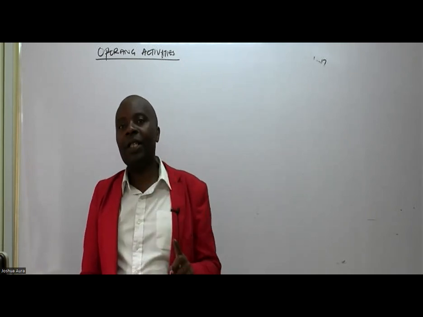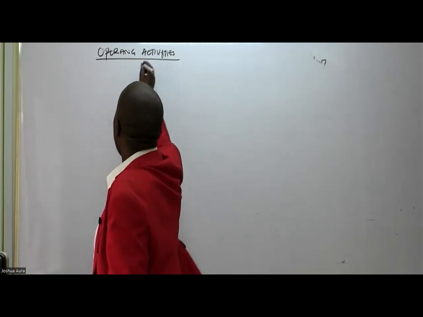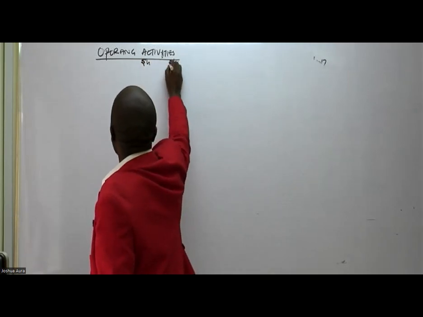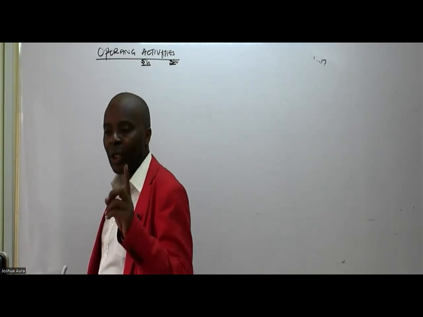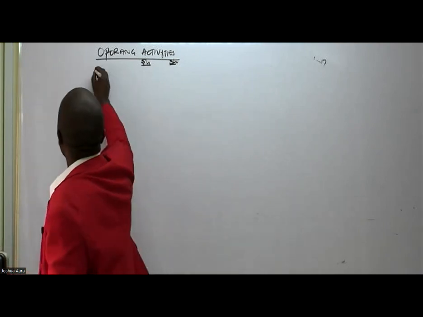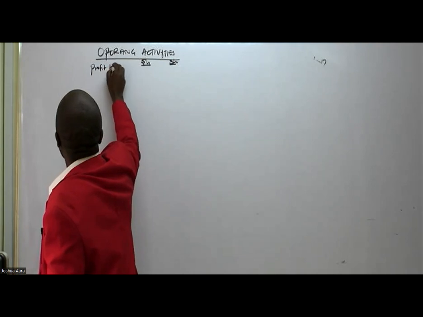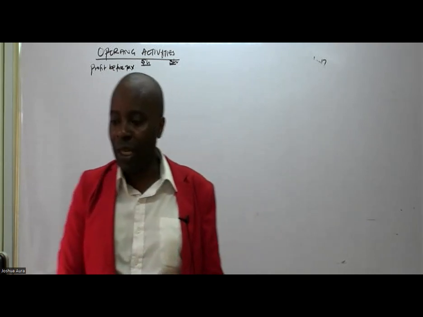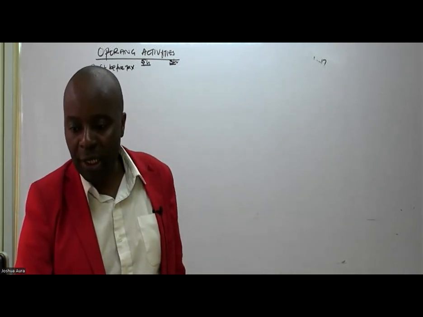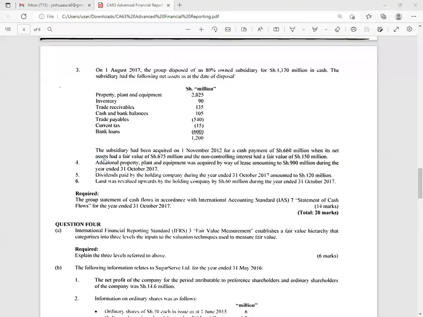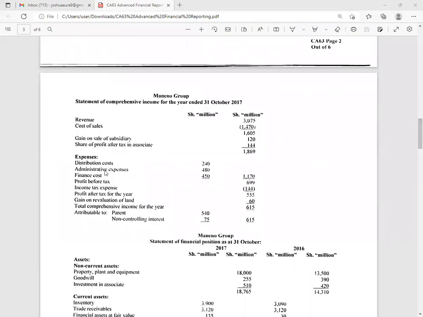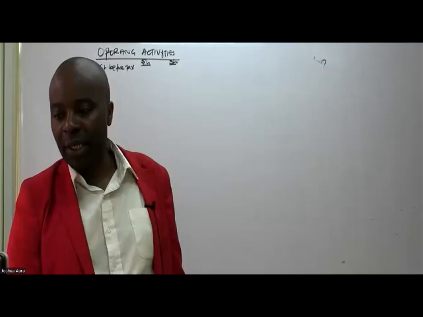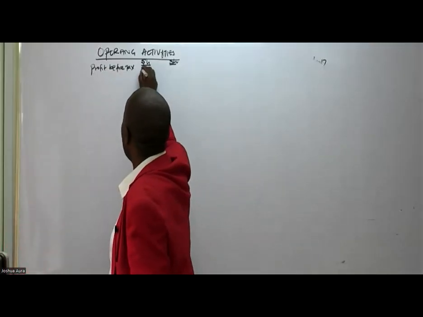However, IAS 7 tells us that we need to start with profit before tax. So always start with profit before taxation. Go to your income statement and look for profit before tax. It is here. Profit before tax is 699. This is what you begin with.